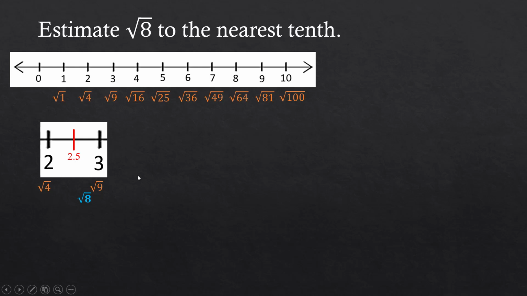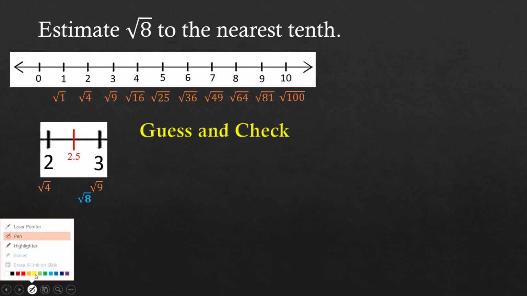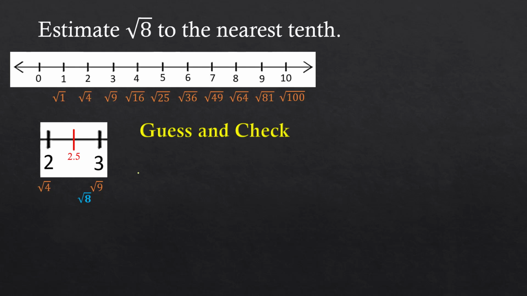From here, to be sure, it's a game of guess and check. As you gain more experience, this process will get smoother for you, I promise. Since 8 is so close to 9, I'm going to guess something like 2.8. So how do I test that out? Well, I'll go to my pen here. I'm going to square 2.8 and see what I come up with. So I'm going to do 2.8 times 2.8.